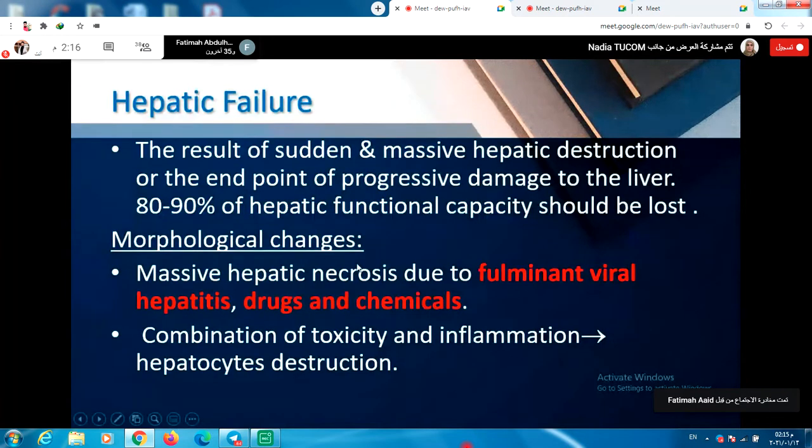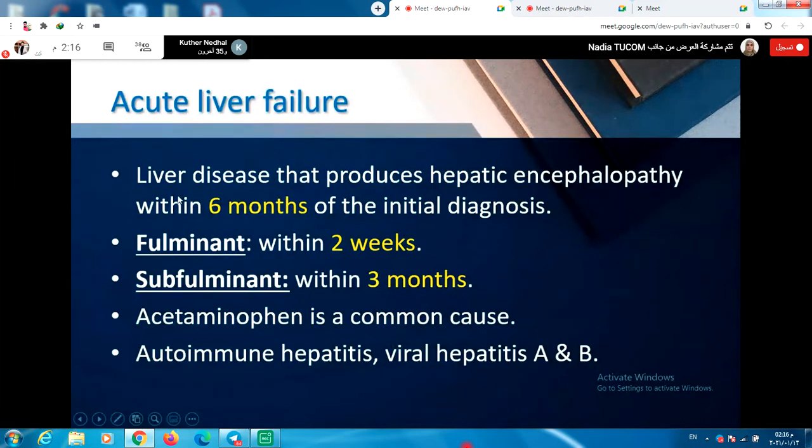The changes in the biopsy, or changes in liver tissue, are either massive hepatic necrosis due to fulminant viral hepatitis, drug toxicity, or chemicals, a combination of toxicity and inflammation and severe hepatocellular destruction. Acute liver failure is the development of loss of hepatic functional capacity within 6 months of the initial diagnosis.